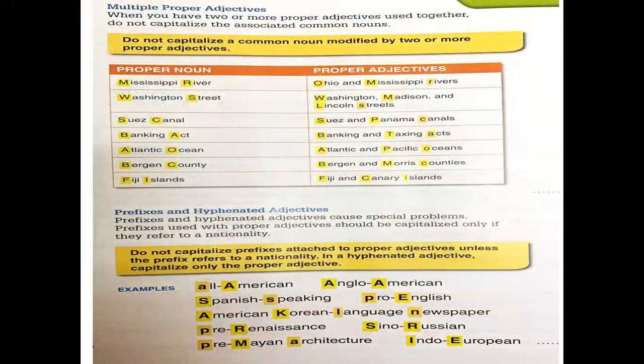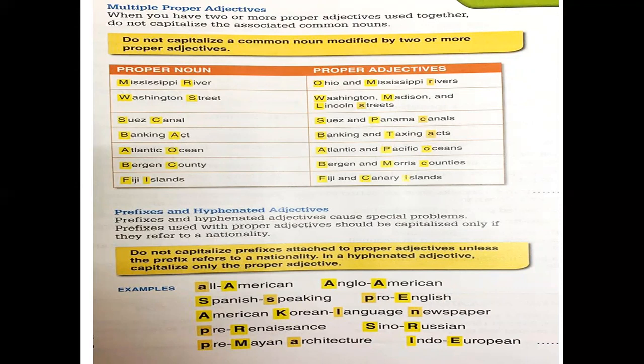Also, do not capitalize a common noun modified by two or more proper adjectives. So if there are two or more proper adjectives, and then there is a noun coming after it, do not capitalize it. For example, Ohio and Mississippi rivers. It is mainly with compound nouns, compound nouns that are used as adjectives to describe another noun, a third noun. For example, look over here. Mississippi River is capitalized, R is capitalized, but Ohio and Mississippi rivers.